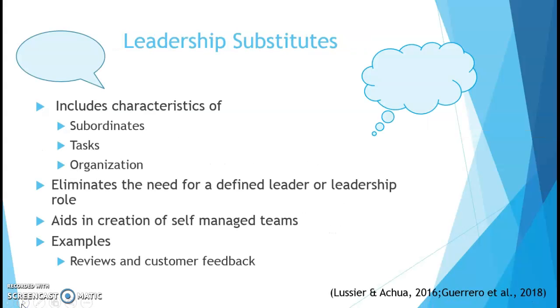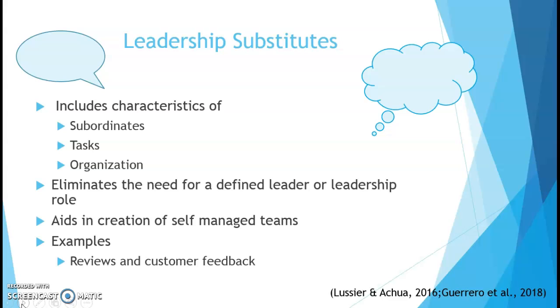Next, we have leadership substitutes. So these are things that can fall in place instead of a leadership theory or an actual leadership role. These substitutes make the leadership role or leadership kind of redundant. So it's very useful in self-managed teams and includes characteristics of the subordinates, the tasks, and the organization at hand. The best example was an article that covered customer feedback and the subordinates' engagement and satisfaction based on that feedback.